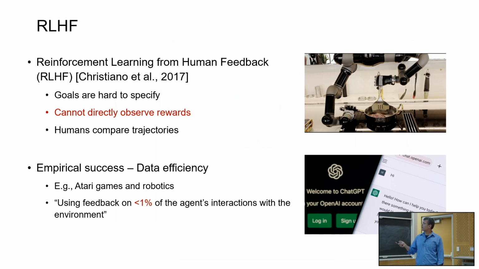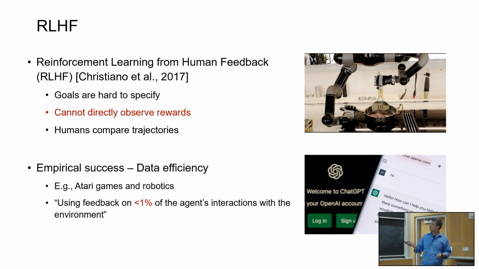So the first paper, to the best of my knowledge, on reinforcement learning from human feedback was this paper by Christiano et al. in 2017. So they considered problems where either the goals are hard to specify, or even for problems where the goals are easy to specify, they just ask the human to tell them whether they like it. Like you're playing an Atari game or something like that, and you ask an expert, do you like the way this algorithm is playing the game? Okay.